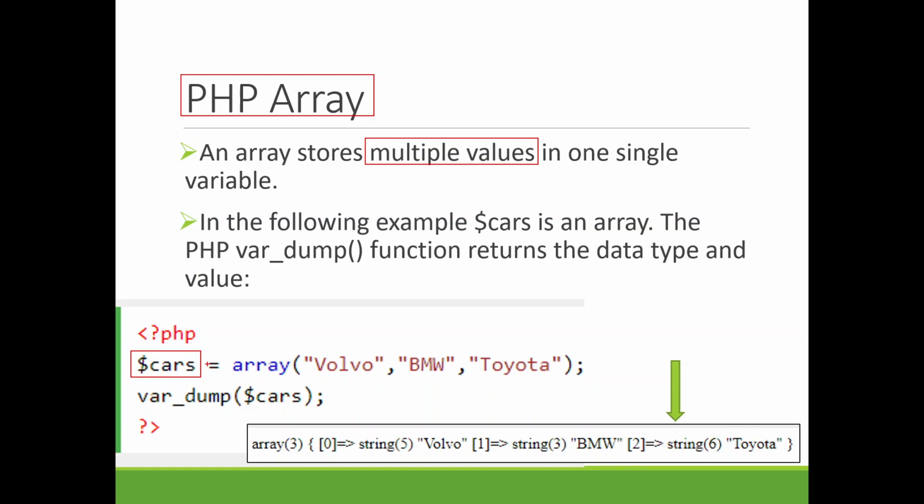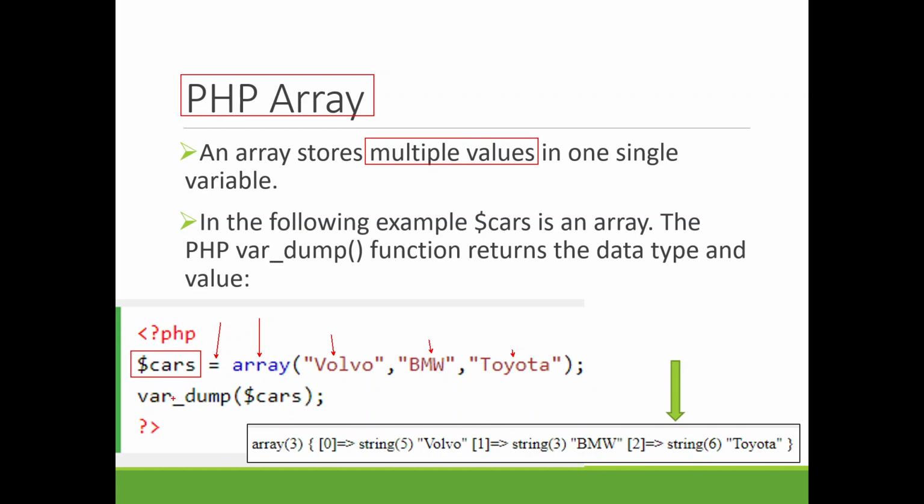As you can see, we just declare it like any other variable, but when we assign a value to it, we use the array function. So array, then in brackets, we assign several values separated by commas. So we've assigned Volvo, BMW, and Toyota.